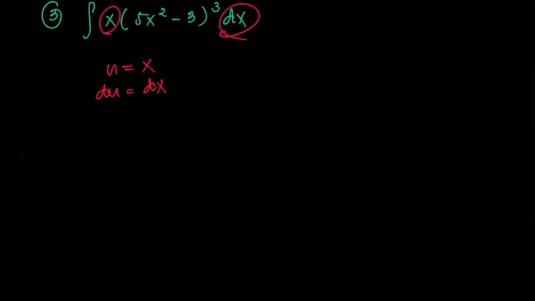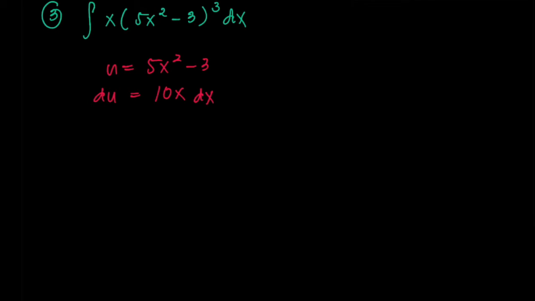Now, when we let u, all of the variables should become u too. So in this case, we can't use this. So let's look for another value of u. Can we use what is inside the parentheses? If we let that be u, u is 5x squared minus 3, and the du is 10x dx. So now, do you think this can be solved?